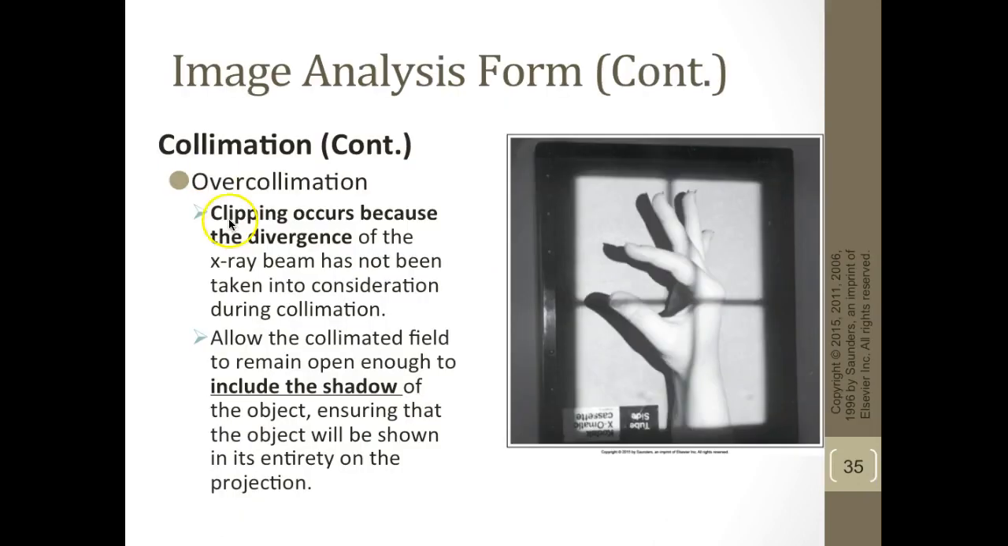All right, so over collimation. I see this as you guys get better. You want to show off your collimation skills, which is phenomenal. I love it, but you're going to want to look at your shadows. Make sure that your shadows are within the light field. A lot of times you guys will get right up to the fingertips, which is great, but then with the divergent beam, you're clipping off the tip of the finger and you have to go back and repeat the image, which is not good.